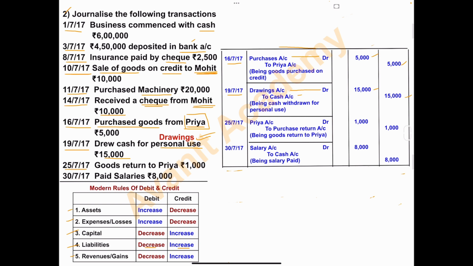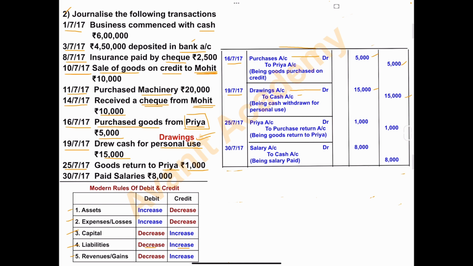On 25th July, goods returned to Priya. Okay. See the 16th transaction. We have purchased, the business has purchased the goods from Priya of rupees 5,000. The quality of goods is not good. The owner has returned the goods to Priya worth rupees 1,000. So in this transaction, we have to prepare purchases return account and the second one is Priya's account.